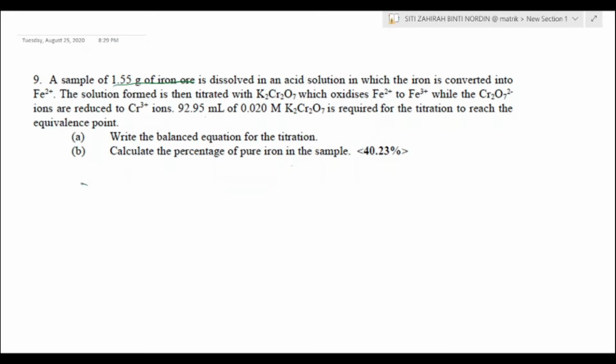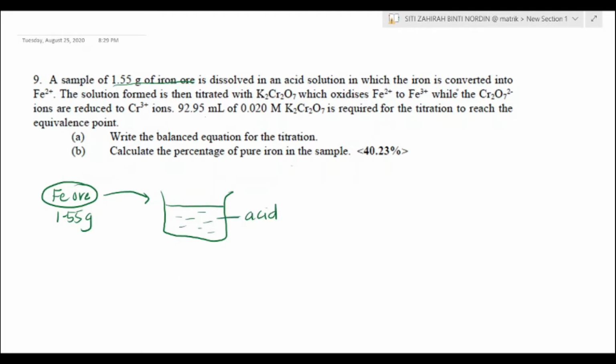So you have an iron ore which has a mass of 1.55 gram, dissolved in acid solution in which the iron is converted into Fe2+. So this is your Fe, iron. It is converted into Fe2+ in acid solution.